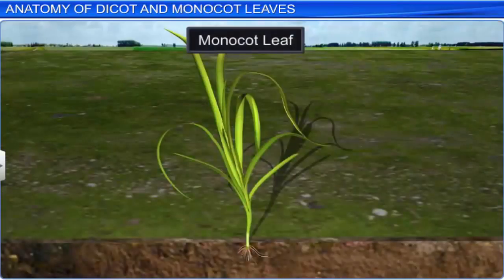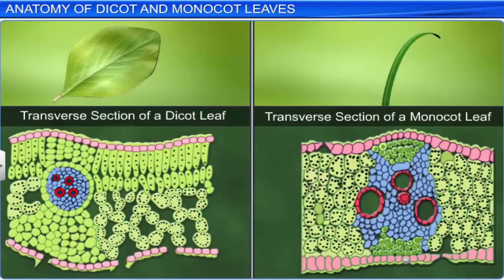Let's take a look at a monocot leaf now. It is also known as an isobilateral leaf, which means it is identical on both sides of its axis and shows parallel venation. The anatomy of a monocot leaf is similar to that of a dicot leaf. However, there are also some key differences.